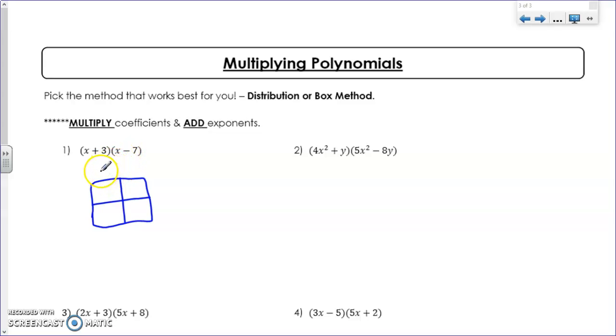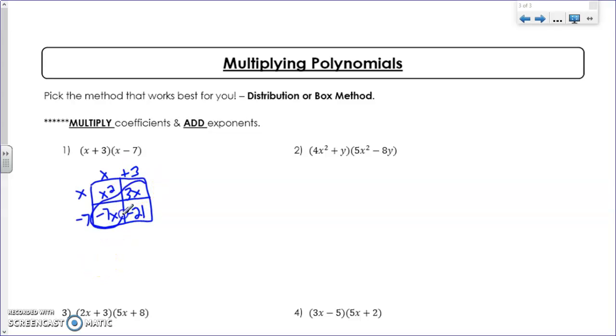Yes. Okay, so you get x plus 3 up here, or you could have put x minus 7. It does not matter which order you put them in. And then x minus 7 here. This just organizes your data and helps you not lose things and not make mistakes. X times x is x squared. X times 3 is 3x. Negative 7 times x is negative 7x. And negative 7 times 3 is negative 21.